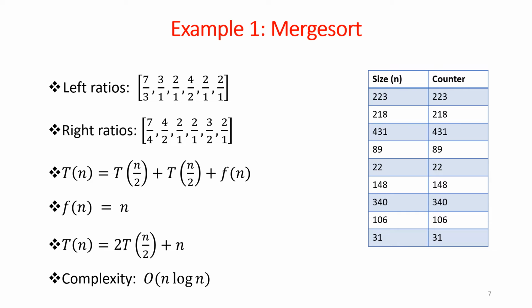The table on the right shows the traces collected by running mergesort 10 times on 10 different inputs. Using regression, we can learn that size and counter have a linear relationship, which makes f(n) equal to n. Now the recurrence relation of mergesort is finally computed, and at this step we can use the popular master theorem to solve this recurrence relation and obtain a closed form complexity of n log n.